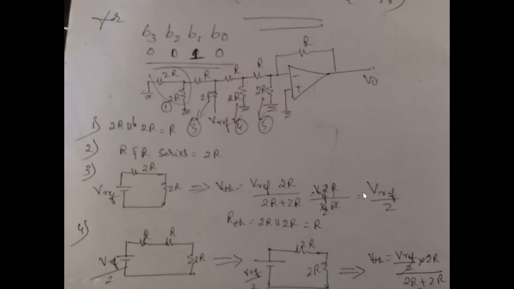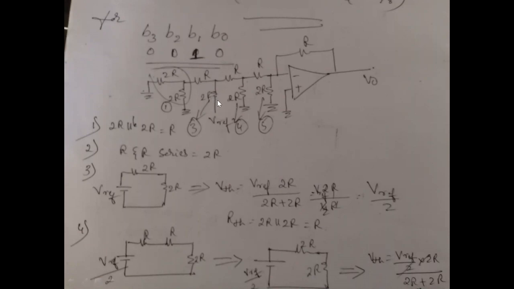The Thevenin voltage result is V reference by 2. When you ground the source, RTH is going to be 2R in parallel with 2R. You will obtain R as the Thevenin equivalent resistance. Now this VTH and this RTH which we have found, we will again have to consider for the next inputs.